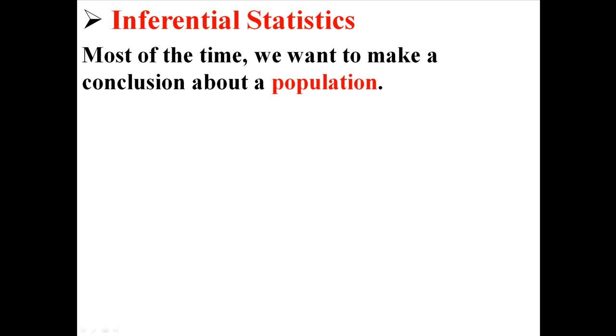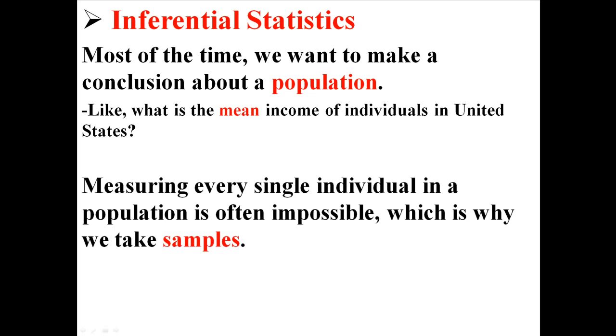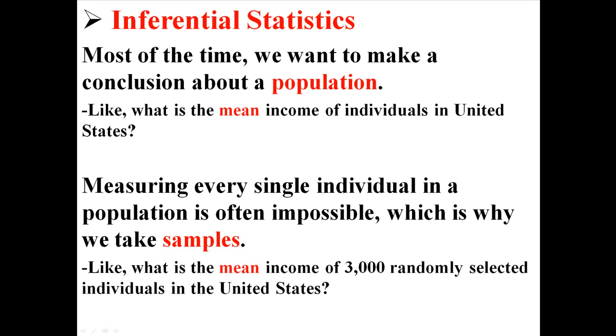Today I'm going to start by talking about the distribution of the sample mean. Now first of all, inferential statistics. Know that most of the time we want to make a conclusion about a population, like for example, what is the mean income of individuals in the United States? Measuring every single individual in a population is often impossible, which is why we take samples, like what is the mean income of 3,000 randomly selected individuals in the United States. The first thing, the population mean, is a parameter, while the second, the sample mean, is a statistic. In inferential statistics, we seek to use statistics to estimate the value of parameters that would otherwise be difficult or impossible for us to obtain.